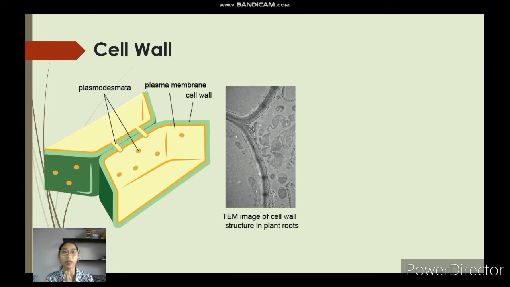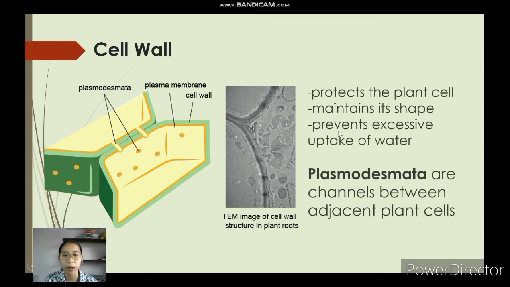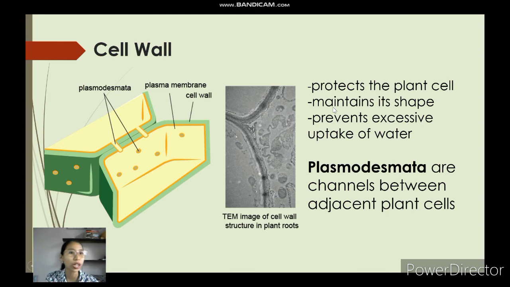The cell wall is very important for plant cells. As I told you a while ago, this maintains the shape and the integrity of your plant cell. The cell wall is found outside the plasma membrane. Its main function is that it protects the plant cell, maintains its shape, and prevents excessive uptake of water.